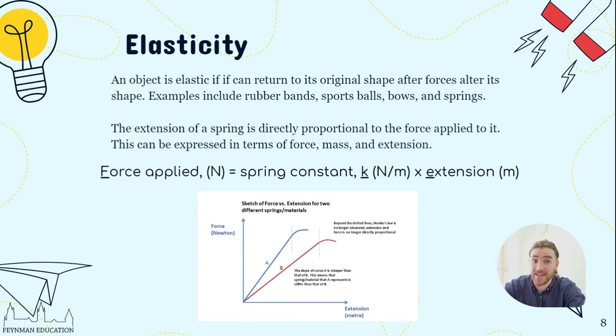Okay, and finally we're talking about elasticity. So an object is elastic if it can return to its original shape after a force is applied to it. So this can be an elastic band, like a rubber band. It can also be a ball, like a sports ball, a bow and arrow, an example of elastic, and springs. Okay, so the extension of the spring is directly proportional to the force applied to it.